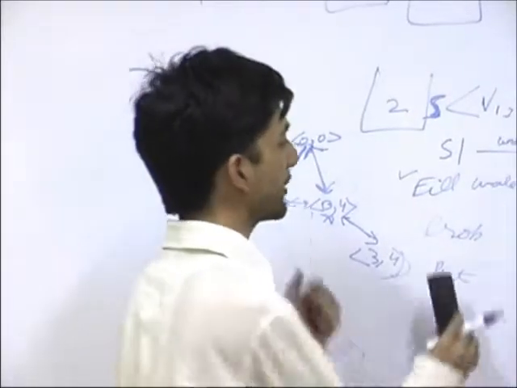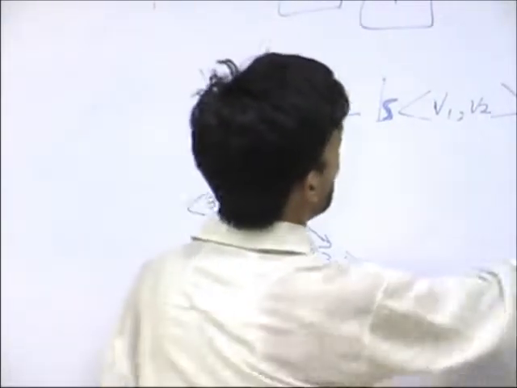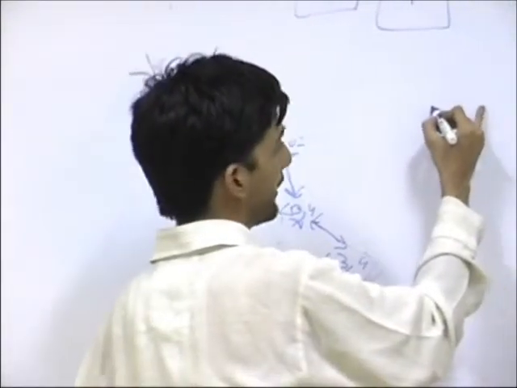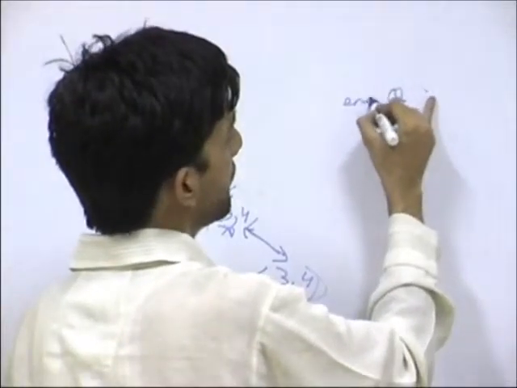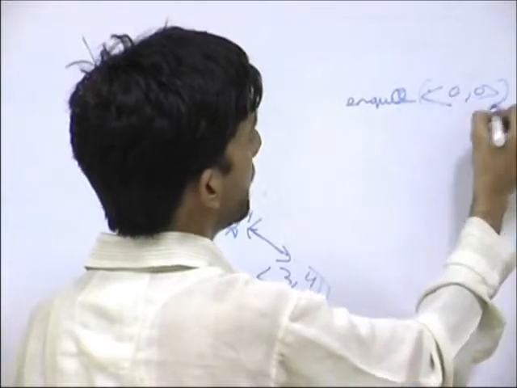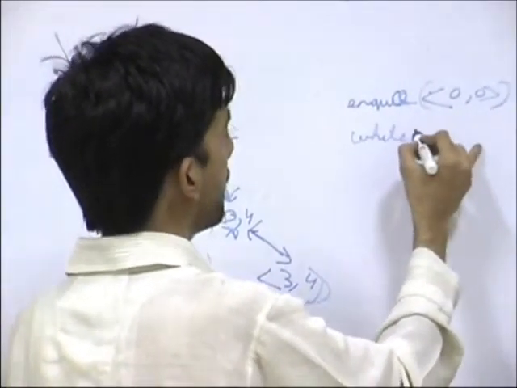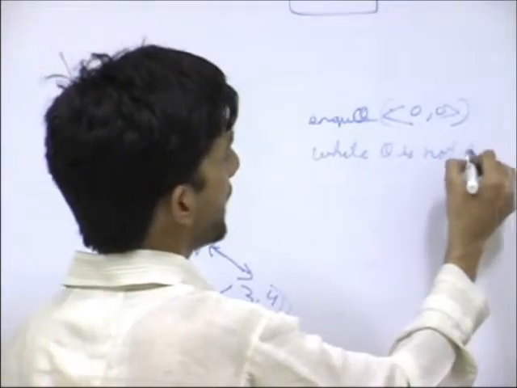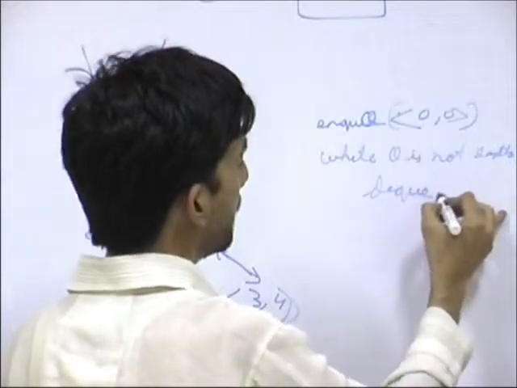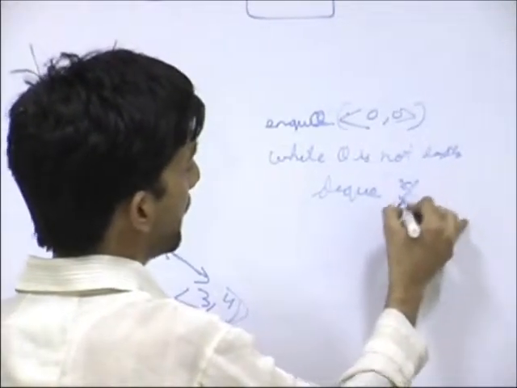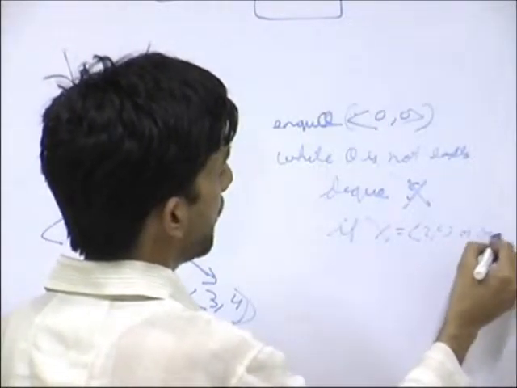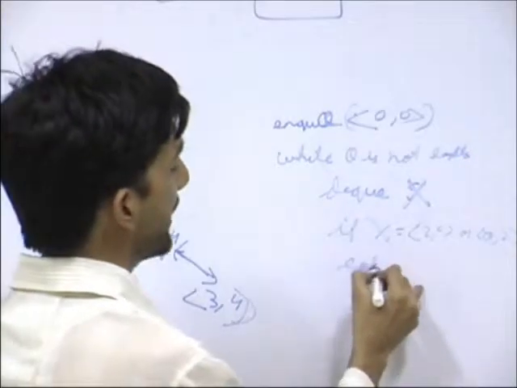If you are trying to write an algorithm for this, it would be very simple. All that you need to do out here is enqueue a state known as (0, 0). While the queue is not empty, you simply dequeue a state x. If x is (2, 0) or (0, 2), you are done, else expand x.